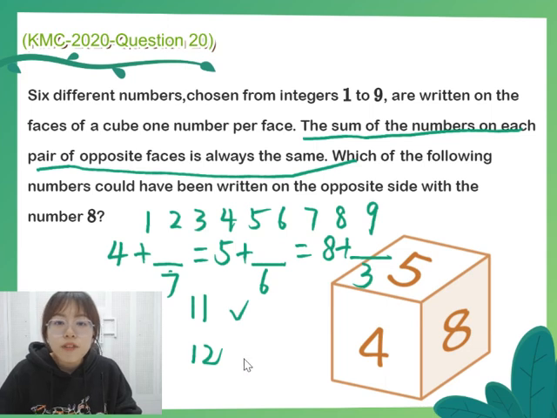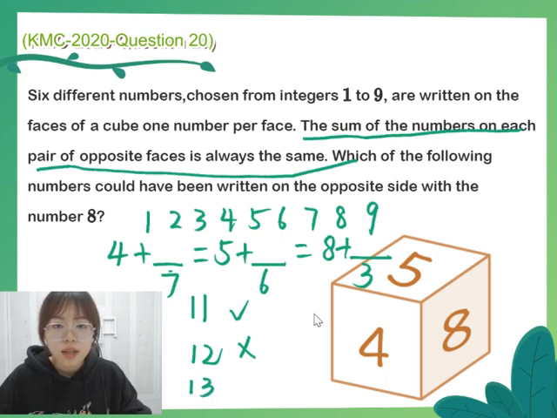What's the sum? If the sum is 12, so 8 plus 4. So 4 and 8, they should be opposite. They can be adjacent, they can be next to each other. So 12 doesn't work. What about 13?